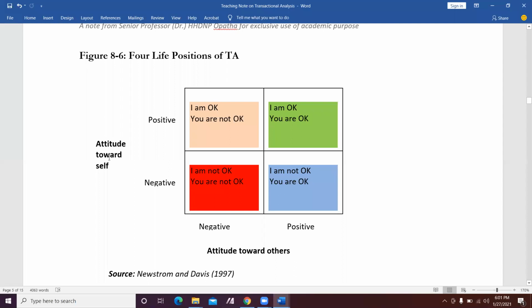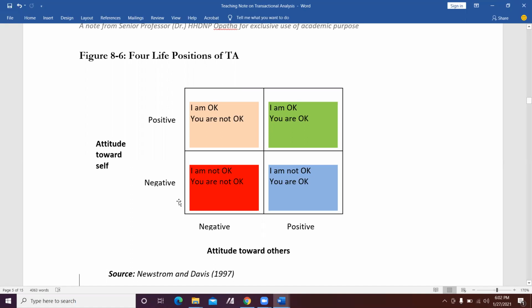And also this one vertically, attitude towards self, or about you. This is your attitude about you. So from my point of view, this is my attitude about me. This is my attitude about you and others. Okay, in that way, try to understand.